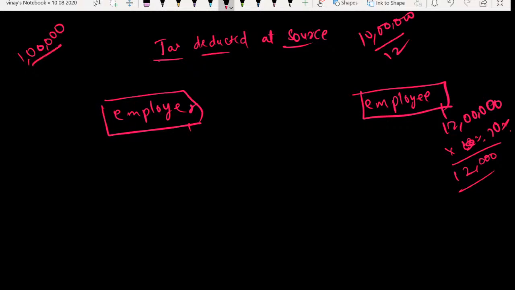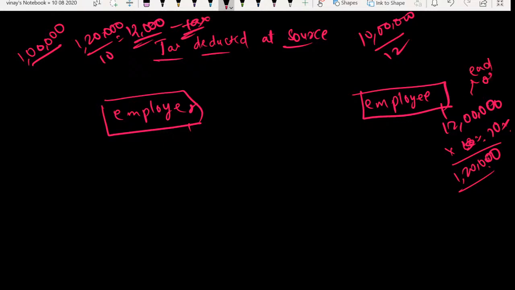So he has to pay a tax of 1 lakh 20,000 per annum. If I calculate every month, 1,20,000 divided by 10, 12,000 he has to pay as tax to the government of India. So he will pay at the end of the year. 1,20,000 he has to pay anyway.